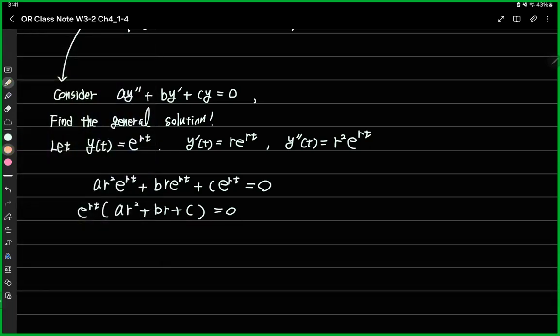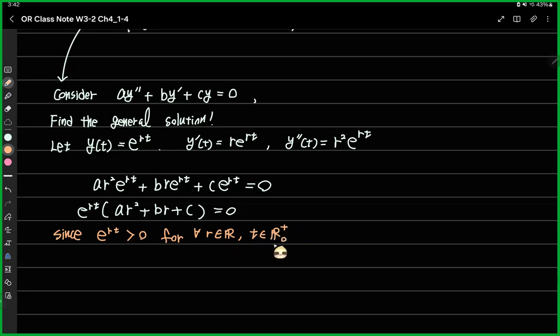Then e to the rt is what? e to the rt is always positive, isn't it? For any r and t. r is a real number, and t represents time, right? It should be the nonnegative reals, including 0.